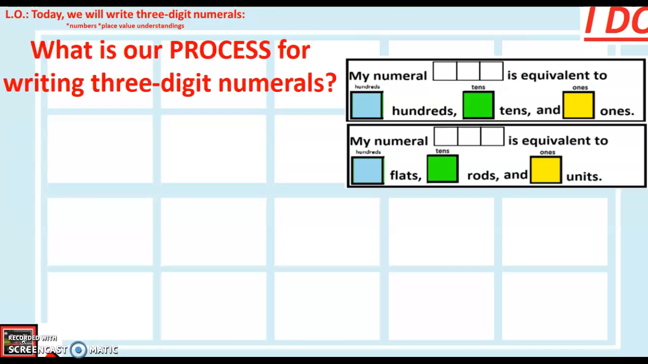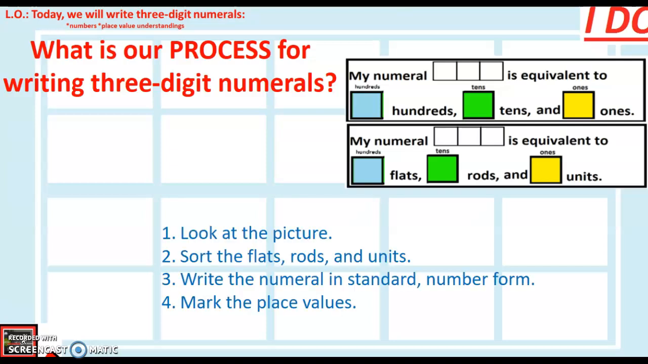Well, what is our process for writing those 3-digit numerals? Let's think about that. First, I'm going to look at the picture, sort the flats, rods, and units, then write the numeral in that standard form, which is also the number, and then mark those place values.